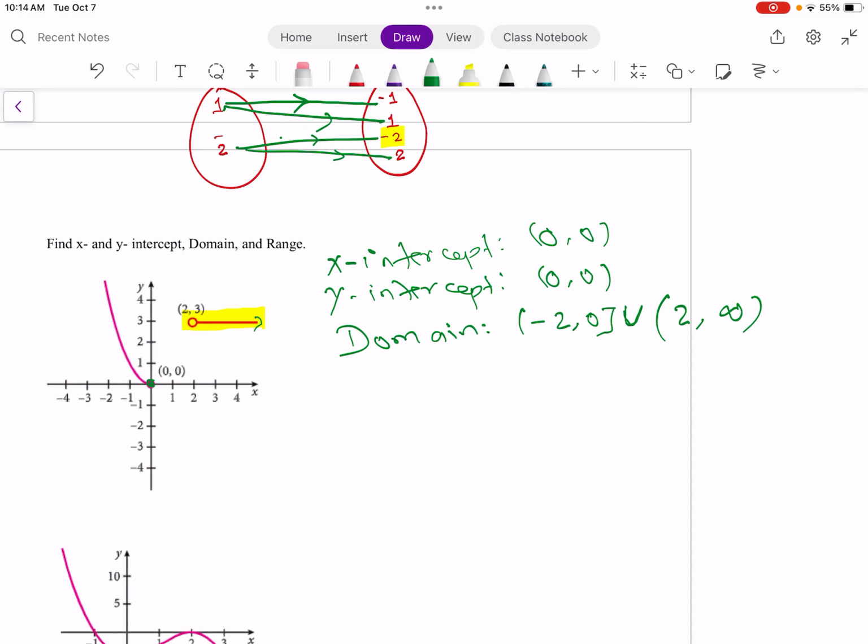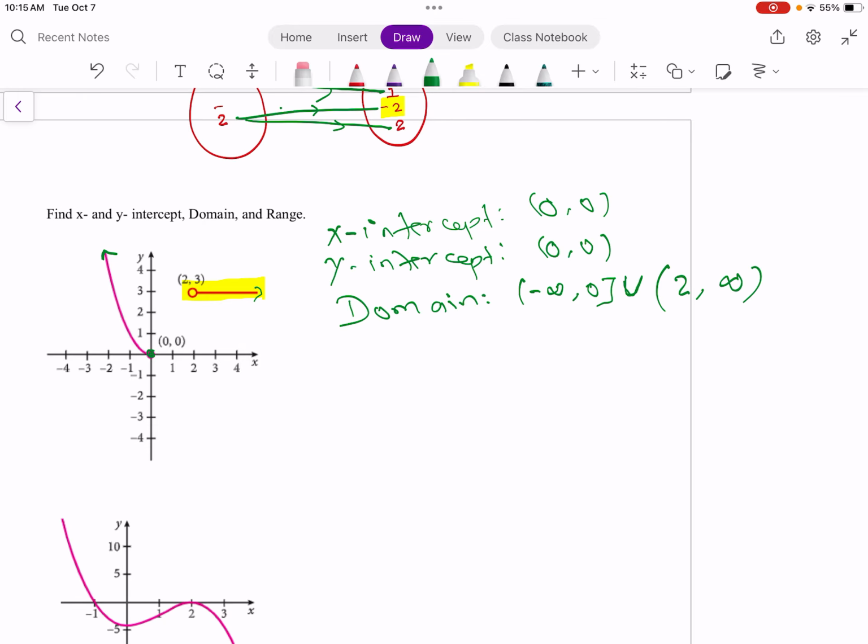Or if you just put an arrow here, you will have from negative infinity to 0. So that's negative infinity. If you have an arrow here, you can replace -2 by negative infinity. It still is correct. But if you want to start from -2, it still is correct.